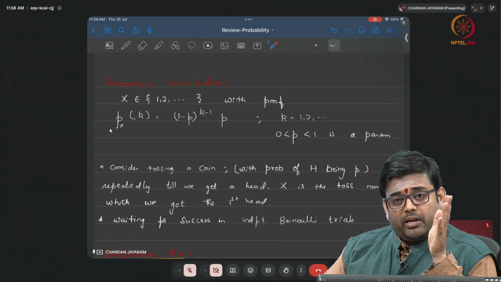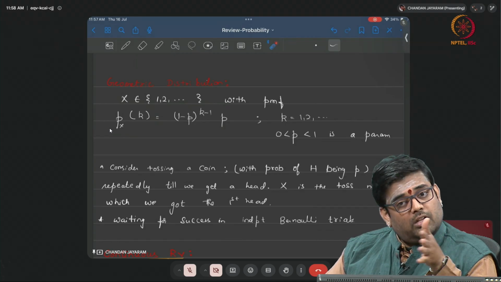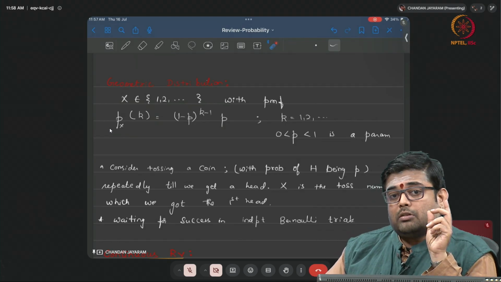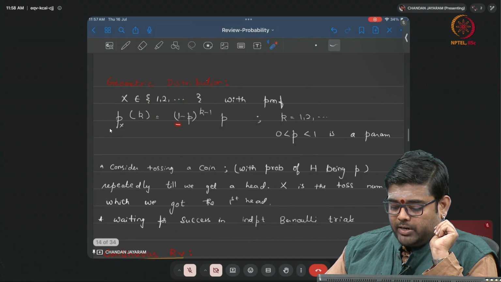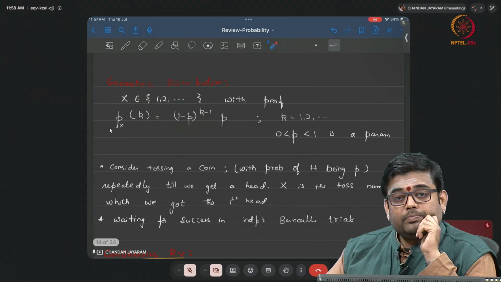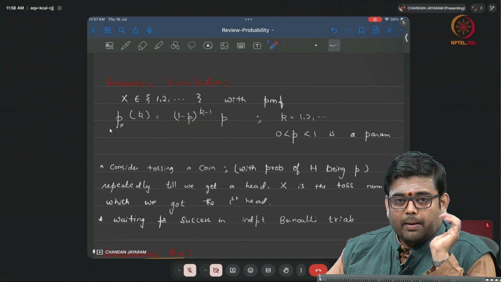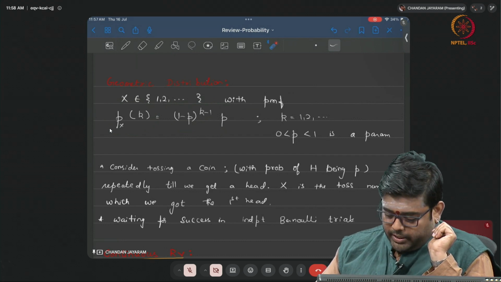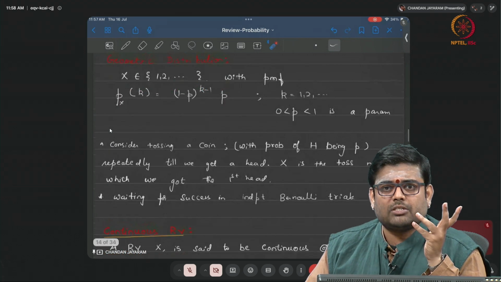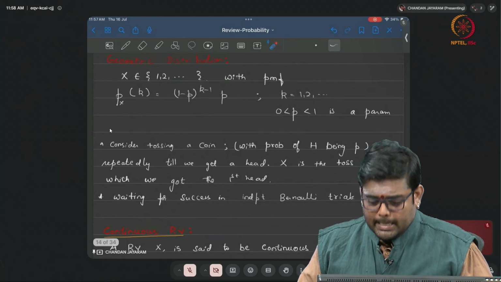If you are getting a head at the kth instance, that means in all the previous k minus 1 instances you would have got tails, which gives (1 minus p) to the power of k minus 1 times p. This is the geometric distribution. So these are a couple of examples of discrete random variables.